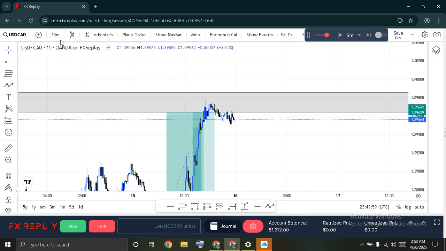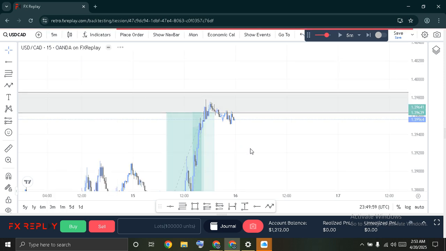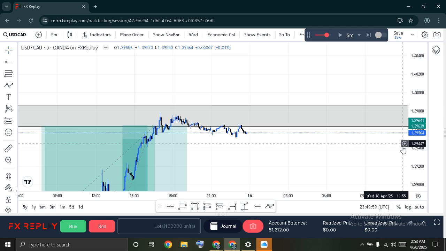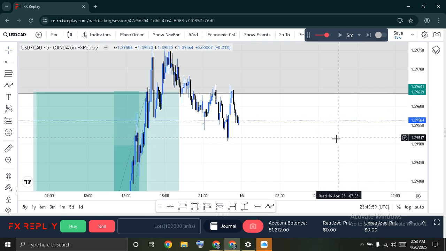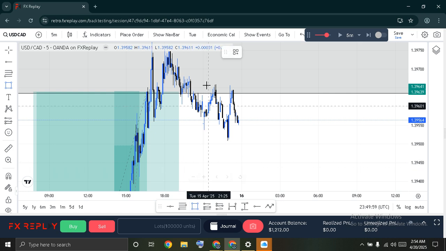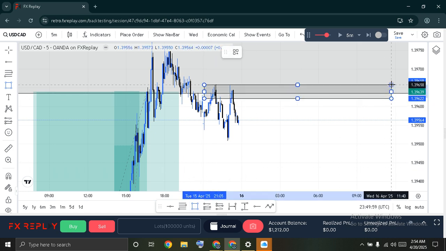I think it actually did give me an entry. I was not the one paying attention. Oh jeez, it did give me an entry, twice. So this was the high, this was the low, and if I should have entered this trade, I think I should enter off here.